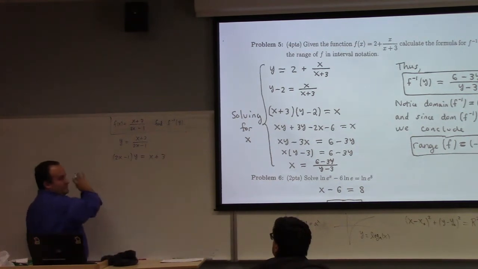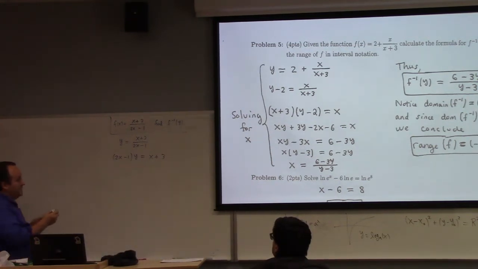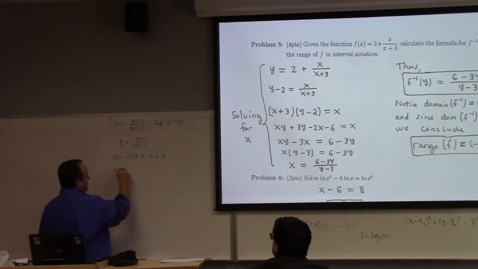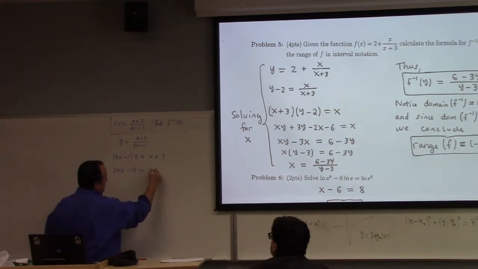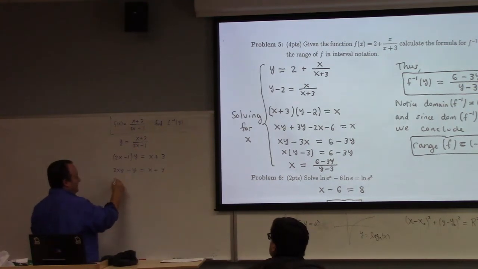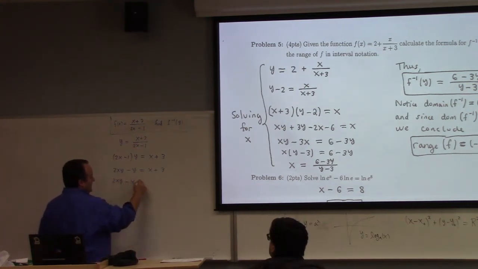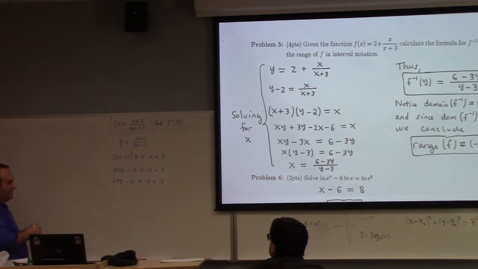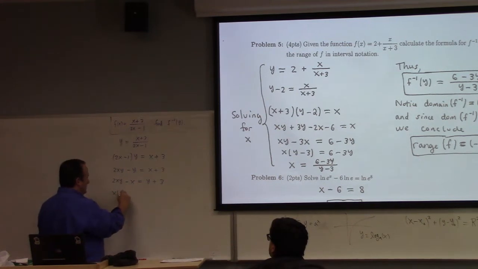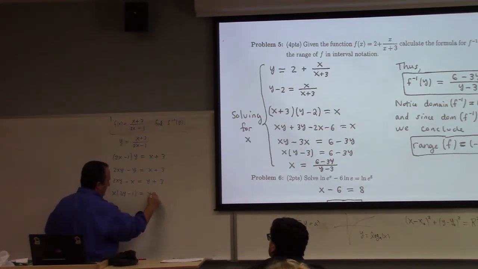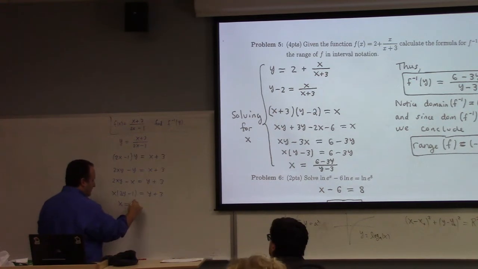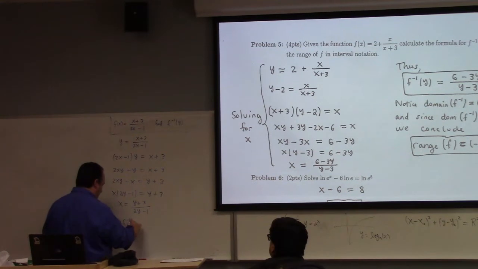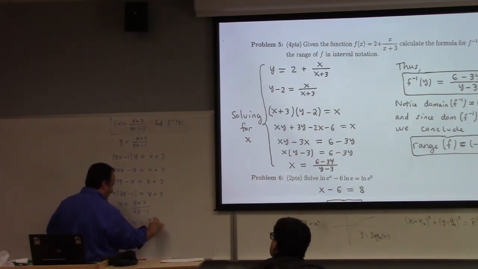Very good. Now, distribute, right? Yeah. So we get 2xy minus y equals x plus 3. And that gives me 2xy minus x is equal to y plus 3. Yep, factor out the x. Solve for x. There you go. F inverse of y is equal to y plus 3 over 2y minus 1.